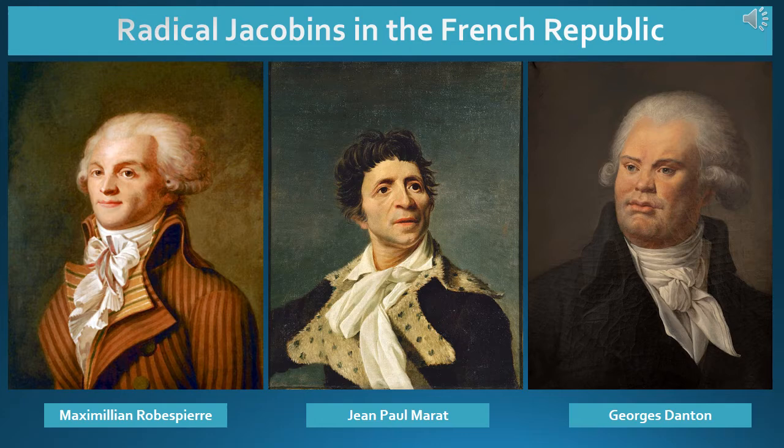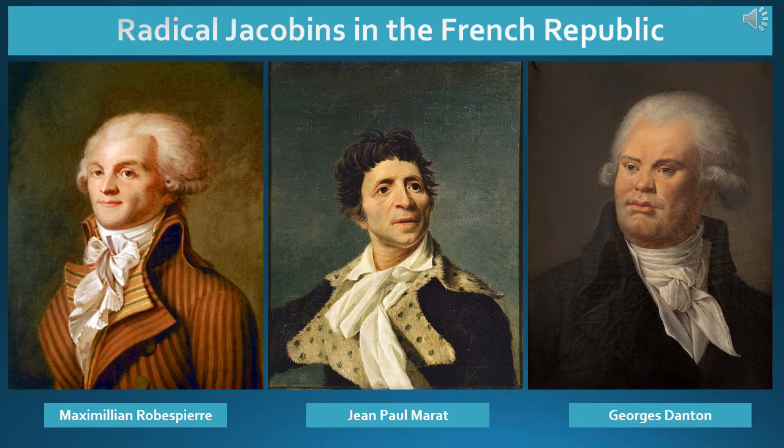The radicals also took to a policy of de-Christianization. Whereas in the moderate phase, French clergymen were now employees of the French government, the radical phase saw the complete abolition of the practice of organized religion, including Catholicism, within France. Priests were exiled and in some cases executed.